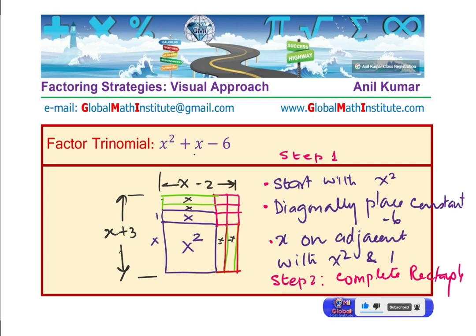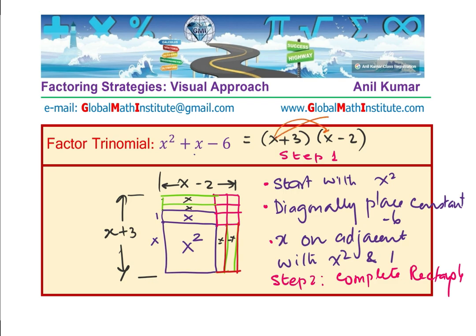So we have a rectangle whose area is the given expression x squared plus x minus 6, and the dimensions are x plus 3 and x minus 2. And therefore, we could factor this as x plus 3 times x minus 2. Make sense? So that is how we could factor. You can expand and verify, right?